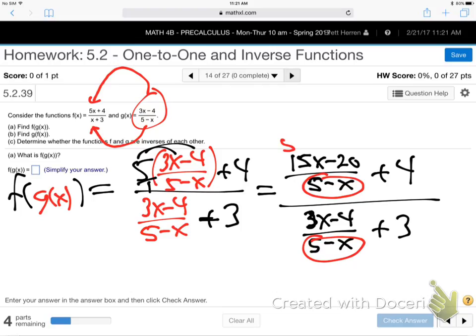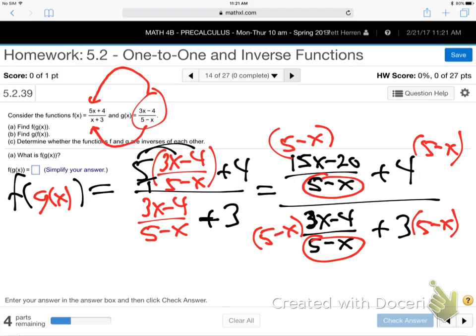So, multiply everybody by 5 minus x. Is that making sense? And these two cancel, which is why we're doing it, because we want those two to cancel so we no longer have fractions over fractions. We just want regular fractions, not complex fractions. And then everything else will multiply, meaning this 4 will multiply and this 3 will multiply. Good to there? Is that okay so far? Am I losing you?